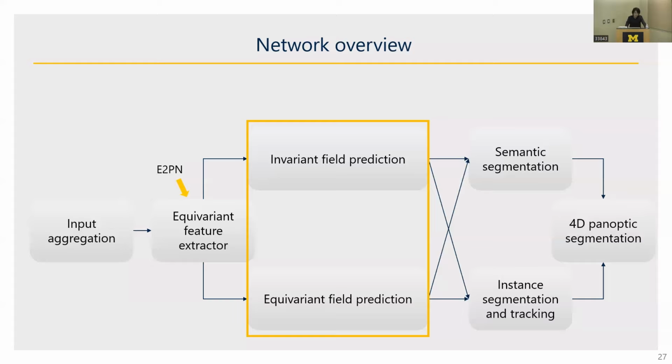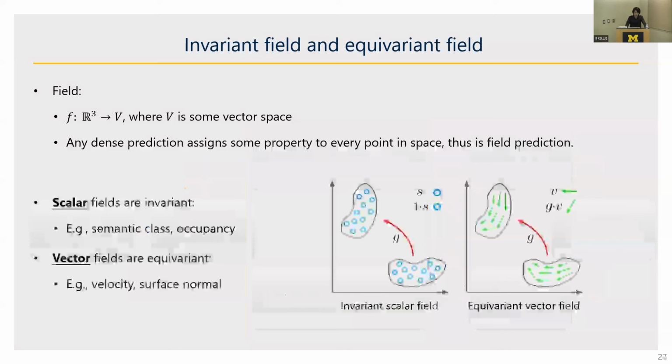So what are the invariant and equivariant field prediction modules? Let me first explain fields. A field in our context is basically just a mapping from the 3D Euclidean space R3 to V, which is some vector space, any vector space. Any dense prediction problem assigns some properties to every point in the space. Therefore, we can regard them as field prediction problems. And the fields are different. Some of the fields are scalars. For example, semantic class or the occupancy of a point can be represented as a single number for every point. So these scalars do not change when you rotate the field. Therefore, we call them invariant scalar fields.